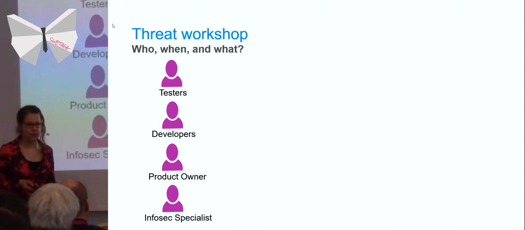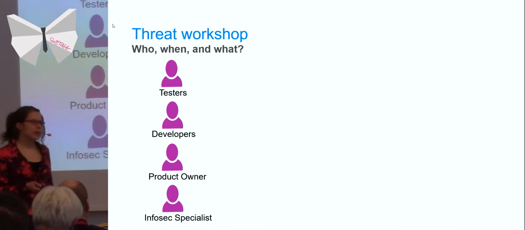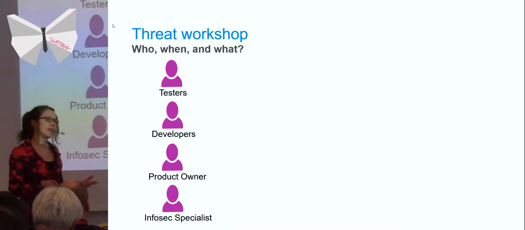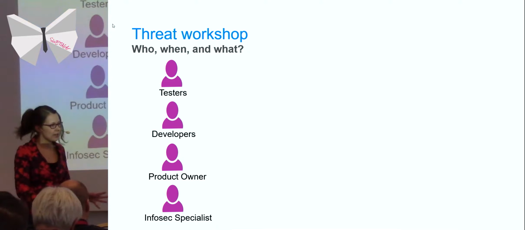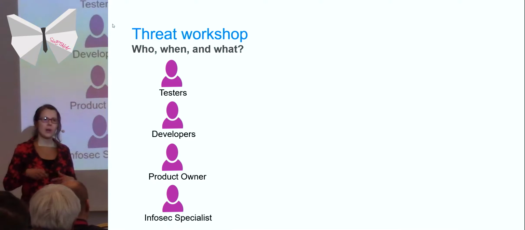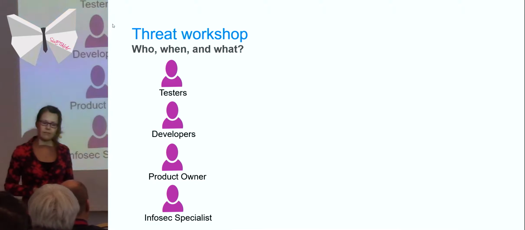Developers or architects, of course, know the system on source code level. If you ask them things like, are you validating input on this API, or how do you store keys? You might find weaknesses already by asking a couple of questions.